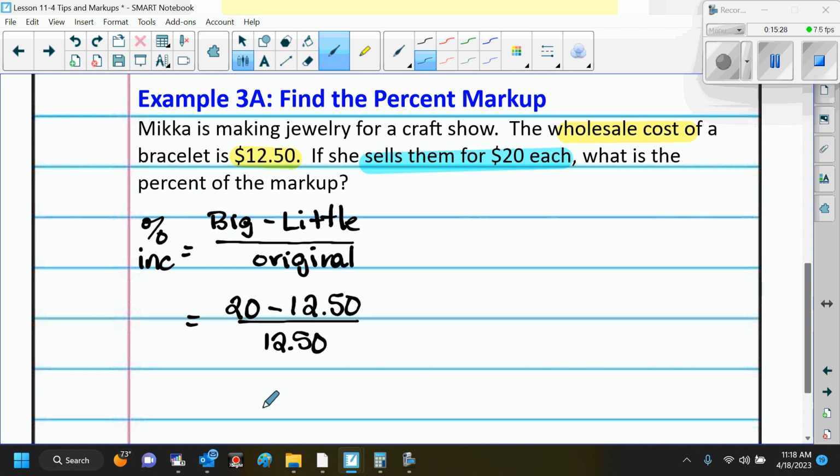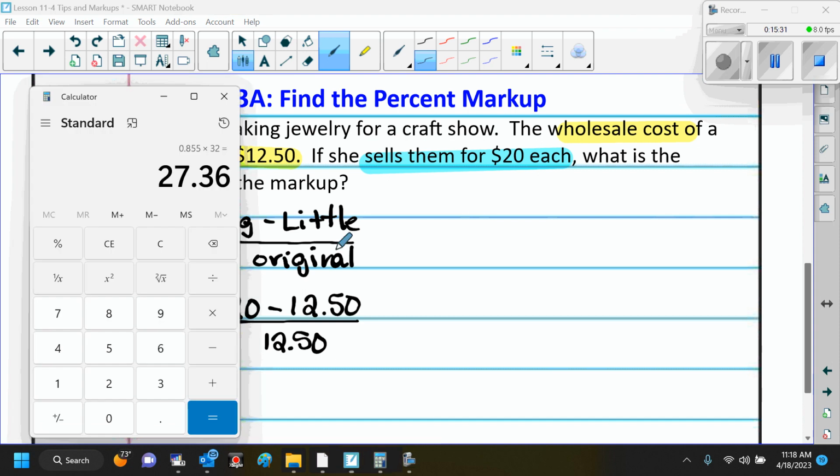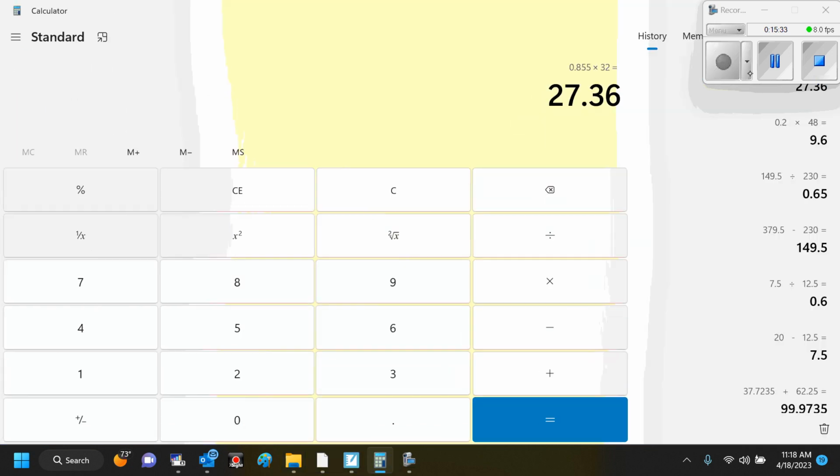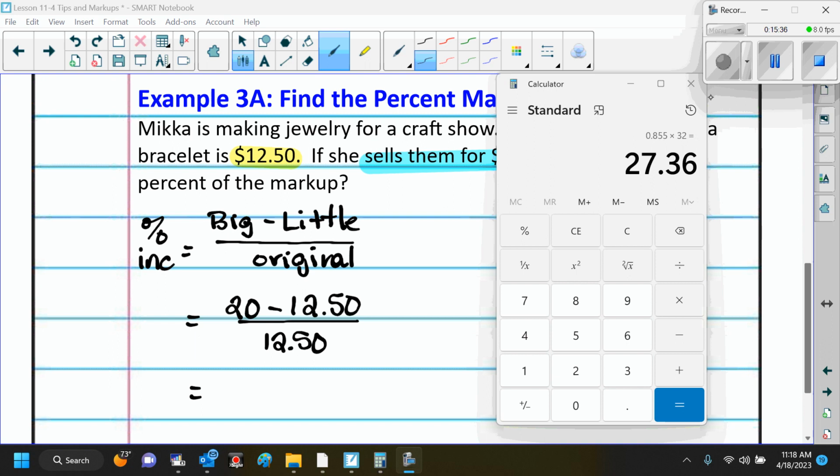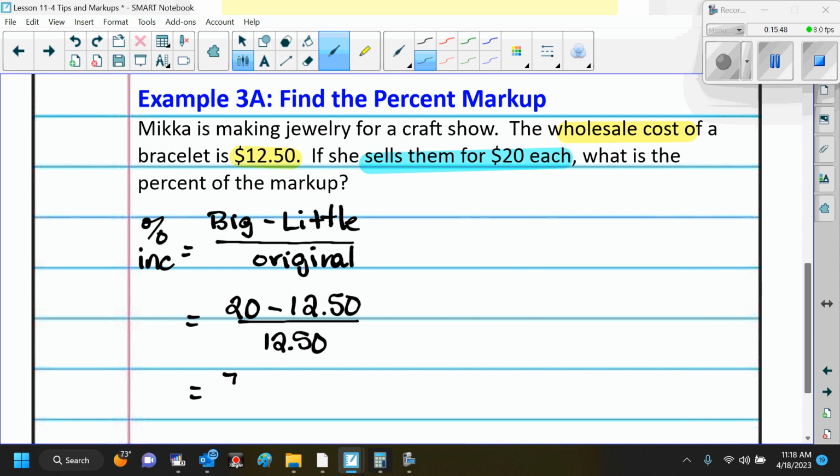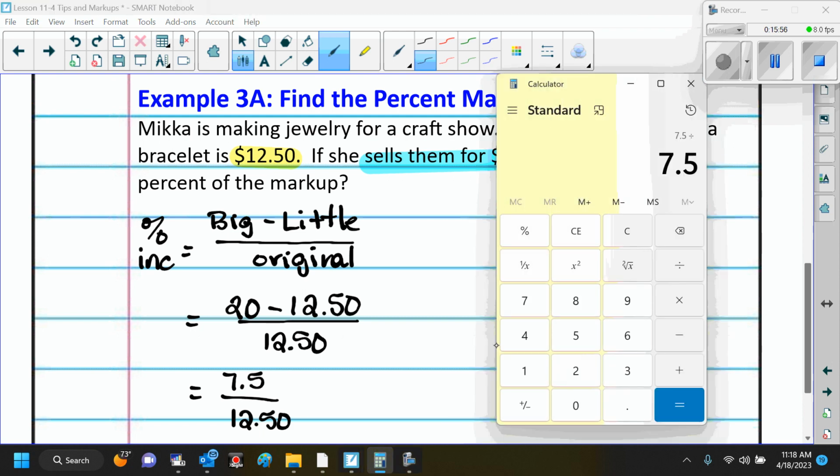So now we can simplify. Is everybody ready? So we've got 20 minus $12.50, which is 7.5, divided by 12.50. Does everybody see how I'm showing my work? And that's going to give us 0.6.